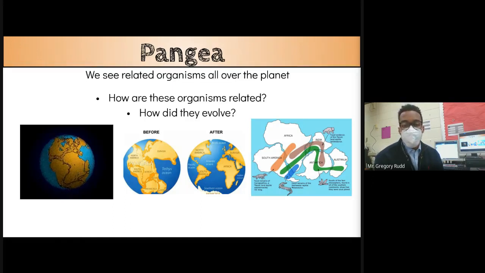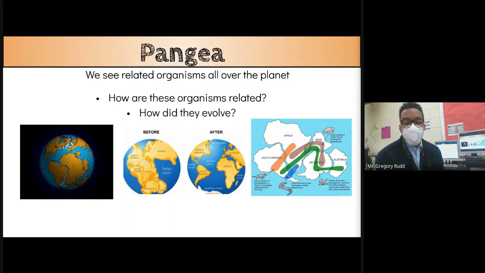They didn't swim over thousands of miles of water. This is evidence of the fact that the continents themselves used to actually be connected. So we can see the same alligators in South Africa that we see in South America. We can see the same species of plants in Australia that we see in Madagascar.